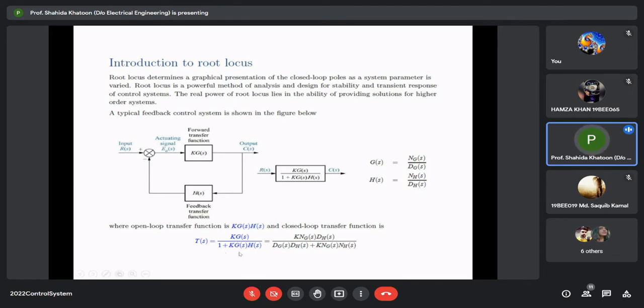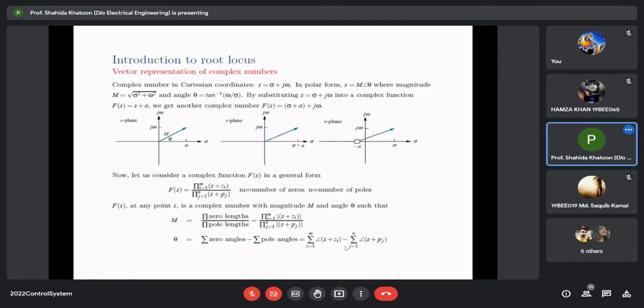So KG(s) upon 1 plus KG(s)H(s), this you can substitute in terms of numerator and denominator. If you write it, it is K times numerator of G(s) into denominator of H(s), upon denominator of G(s) into denominator of H(s) plus K into numerator of G(s) into numerator of H(s). So we can represent the root locus by vector representation of a complex number.